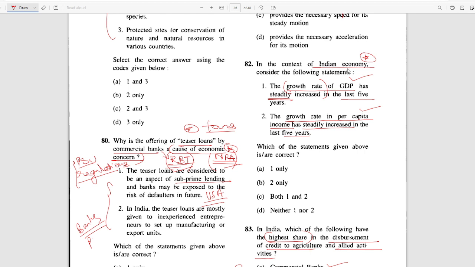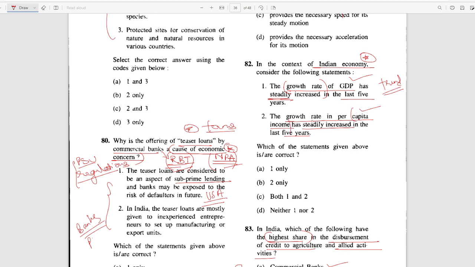82nd question. In the context of Indian economy, consider the following statements. The growth rate of GDP has steadily increased in the last 5 years. The growth rate in per capita income has steadily increased in the last 5 years. So GDP is important, and the growth rate of GDP is important. We have to learn what is GDP and what is the growth rate of GDP, and whether it has increased or decreased in the last 5 years. The trends that are there. Is there a uniform trend or not? And per capita income is also there. So you have to learn about this.